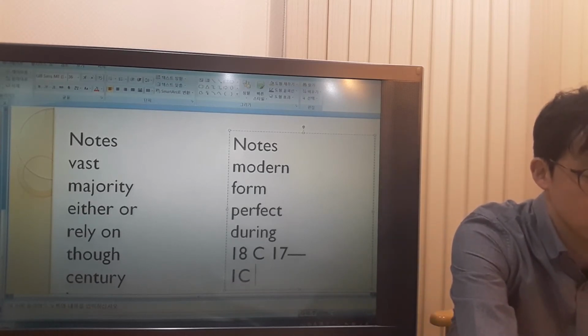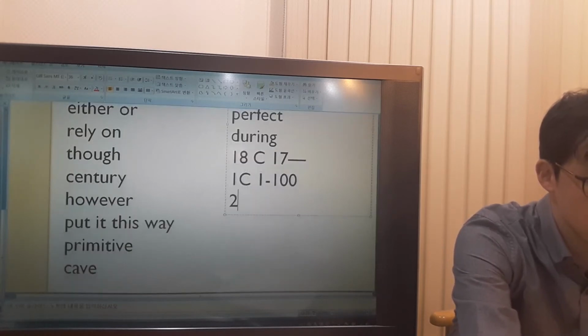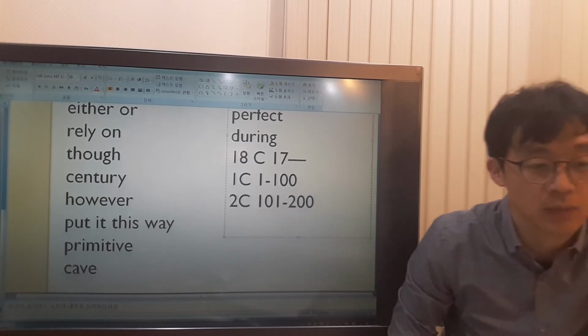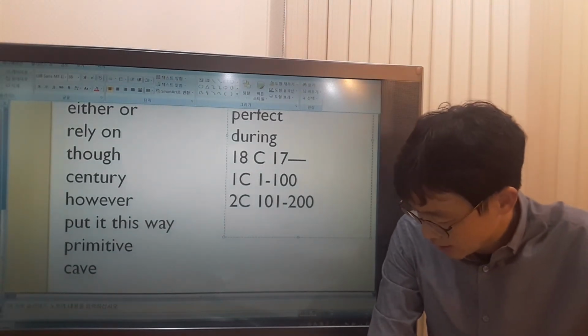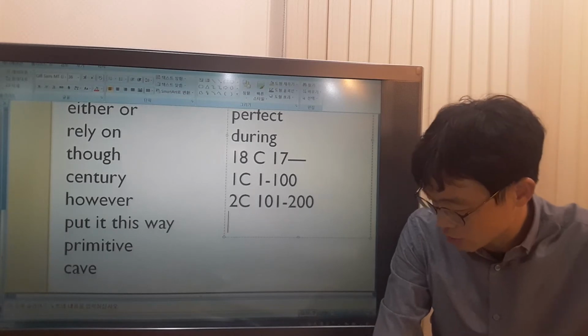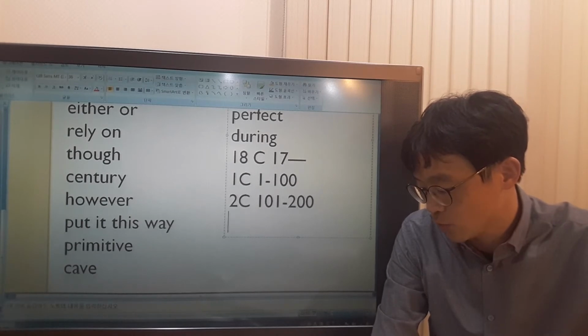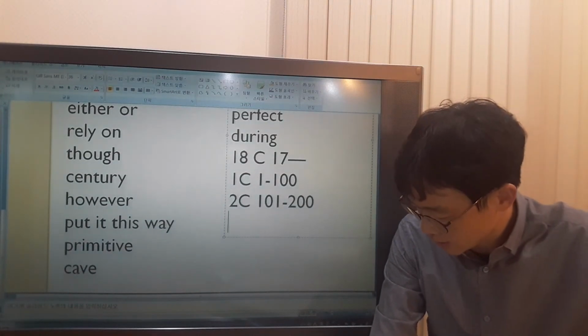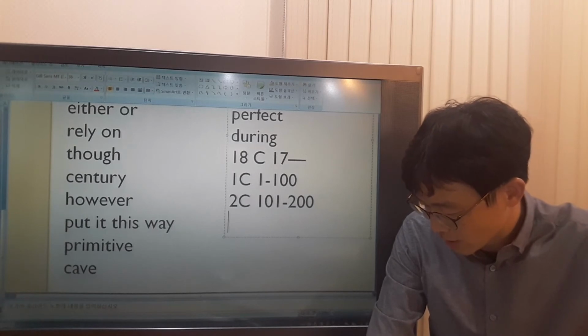Look, when's the first century? First century is from year 1 to year 100, and the second century is when? From year 101 to year 200. So 18th century will mean 17 something, alright? 18th century and 19th centuries in Great Britain. Great Britain is the United Kingdom, right? It consists of what? England, Scotland, Wales, alright?